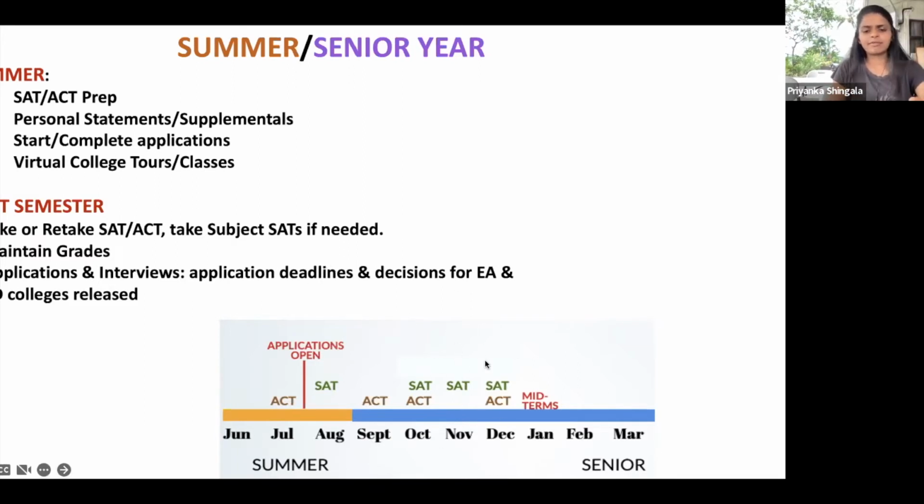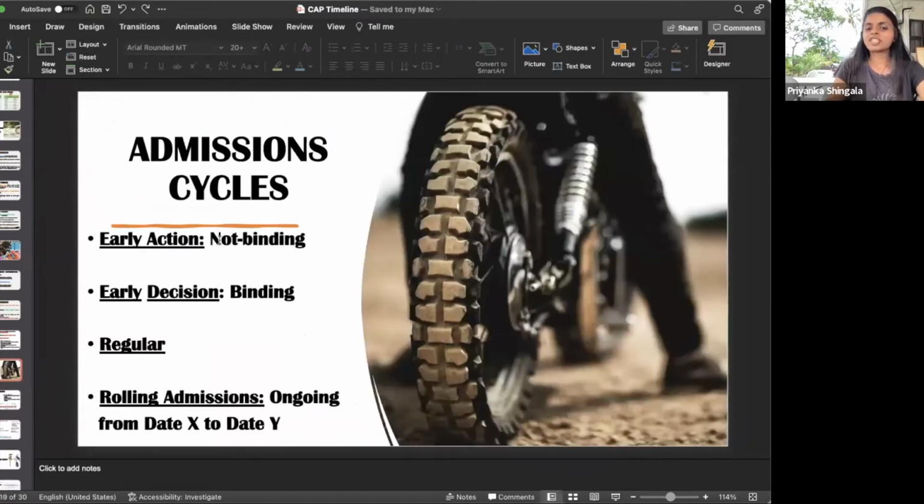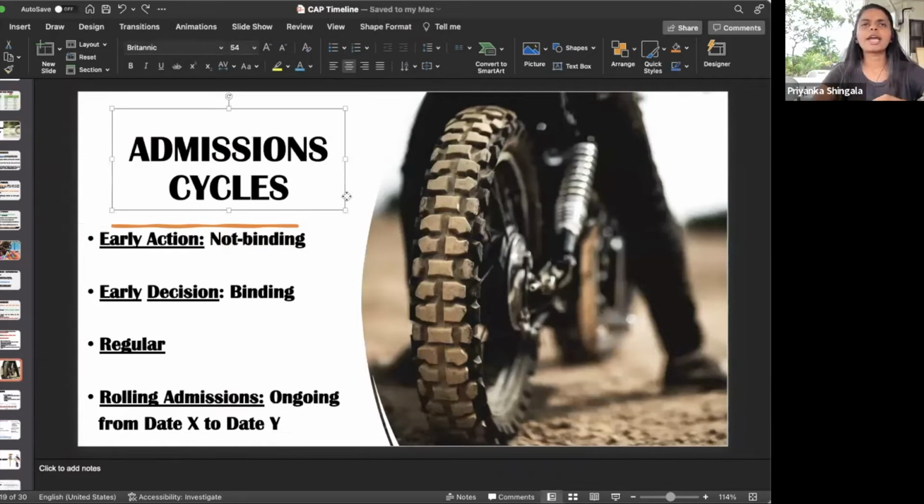So when I said November 1st, November 15th are common deadlines, we have early action and we have early decision. I'm just going to jump slides to help with the visuals. So where's the time? There we go. So early action is not binding. Simply put, an early action is just an early deadline. One of the categories of demonstrated interest is if you apply early.